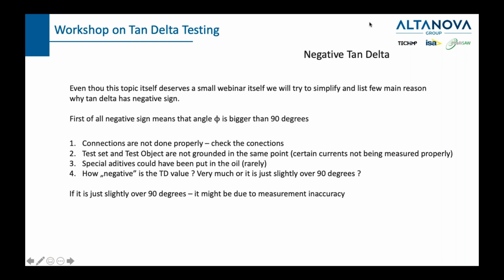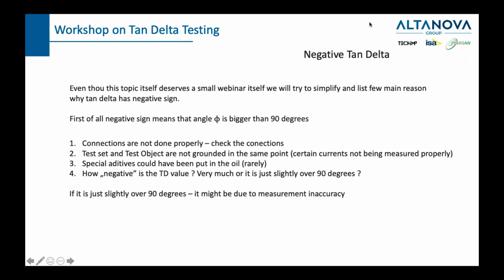So the negative tan delta is something which can happen on a few occasions. If the connections are not done properly, if the test object and the device which is testing it are not grounded at the same point, if we put some special additives, for example, in the oil of the transformer. And the last possibility is that the negativity is due to the inaccuracy of measurement. If the negative value is very, very small, then probably that means that we are at 90 degrees, and due to the inaccuracy in measurement, we are exactly where we want to be. So this is a good value. If it's just slightly over 90 degrees, that's fine.